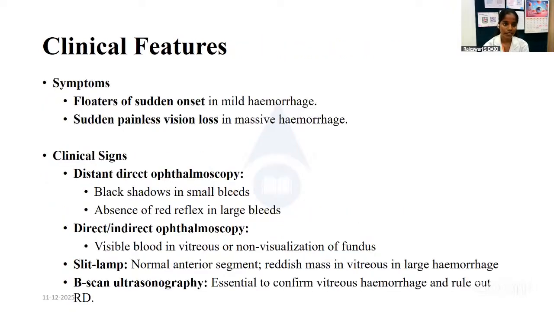Clinical features. Symptoms: floaters of sudden onset in mild hemorrhage, sudden painless visual loss in massive hemorrhage. Clinical signs: distant direct ophthalmoscopy, black shadow in small hemorrhage, absence of red reflex in large. Direct and indirect ophthalmoscope, visible blood in vitreous or non-visualization of fundus. Slit lamp: normal anterior segment, reddish mass in vitreous in large hemorrhage. B-scan ultrasonography is essential to confirm vitreous hemorrhage and rule out retinal detachment.